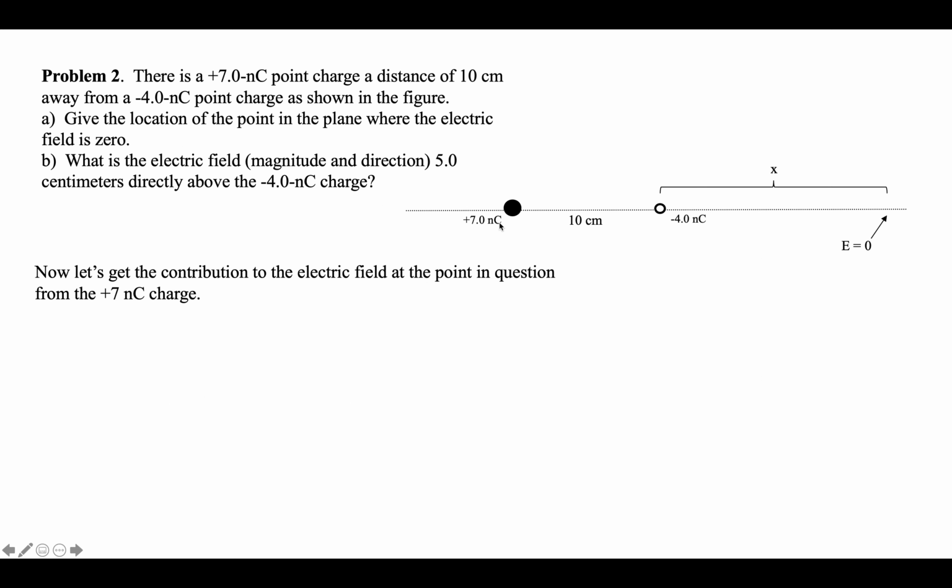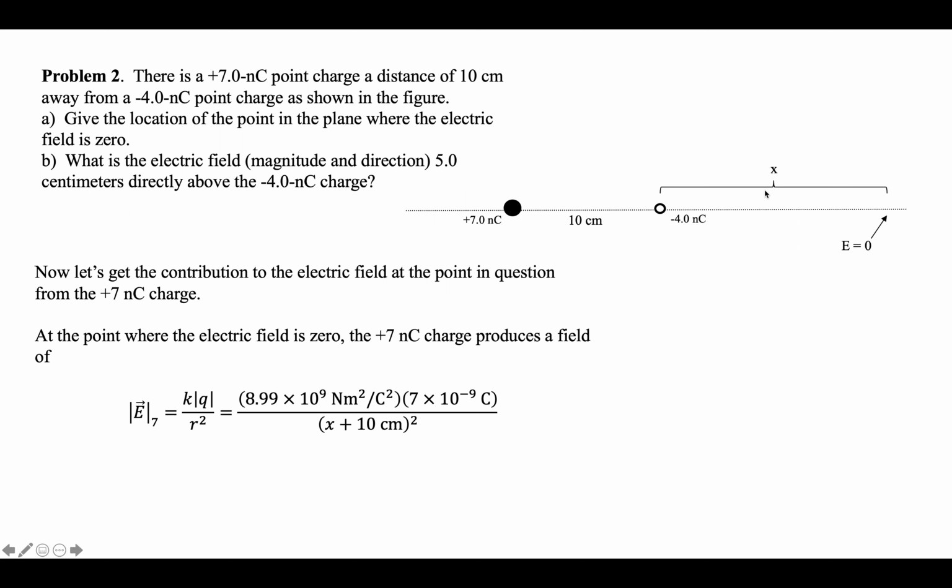Now let's consider the field produced by this charge at this point. How far away is it? Well, it's 10 centimeters further than x. So it's x plus 10 away. So our expression is k, there's the q, it's 7 nanocoulombs, and the distance is x plus 10 centimeters. So now we have an expression for the magnitude of the field produced by this charge and the field produced by this charge at this point, and we know they're in opposite directions.